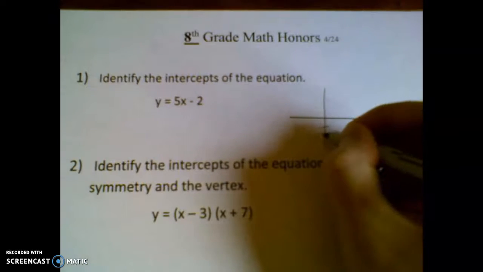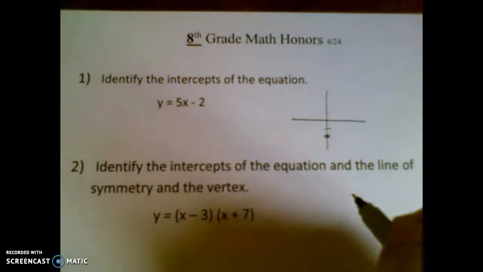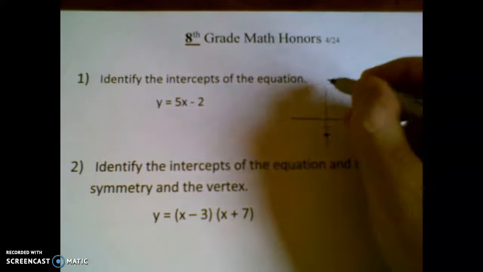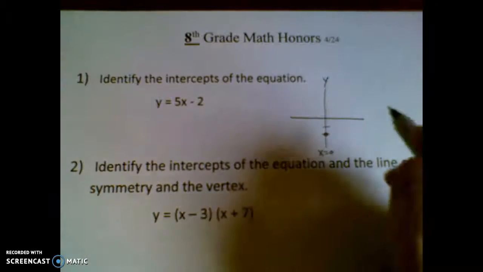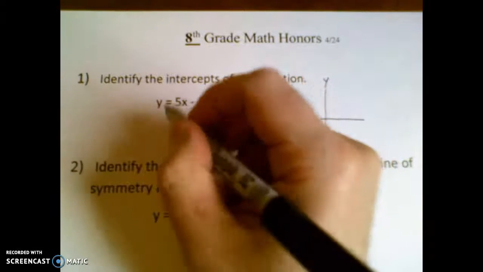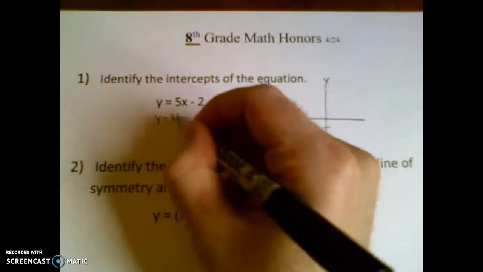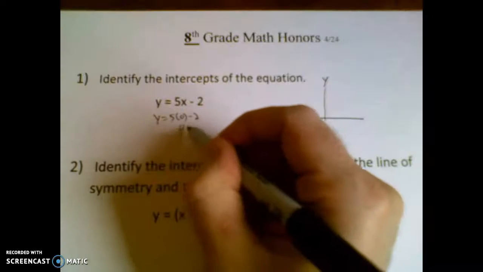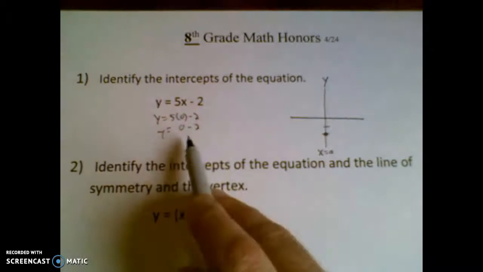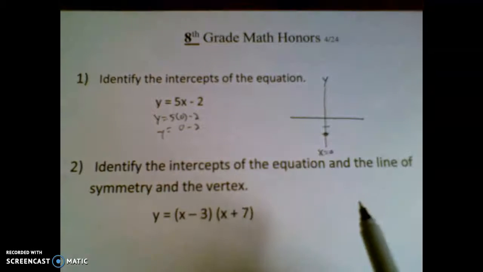So in this case, it's -2. And the reason it's -2 is the y-intercept is always when x is equal to 0. So if I replace x with 0, I would get 5 times 0 minus 2, and you can see how you get -2 as the y-intercept.